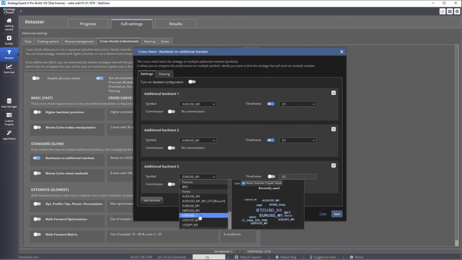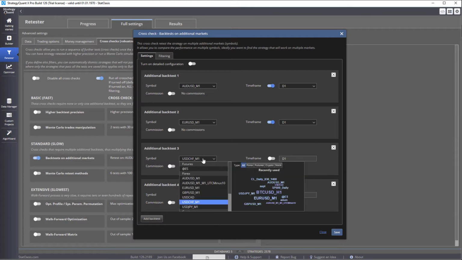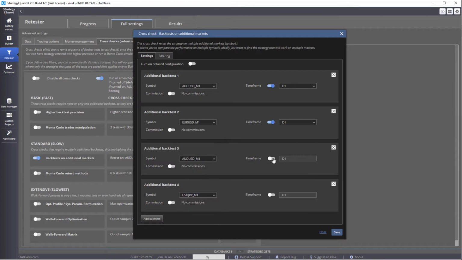So here I can test, let's say, on four markets and on different time frames, or on the same market. Let's say I want to test on Aussie, but now the time frame I want to do it on is four.